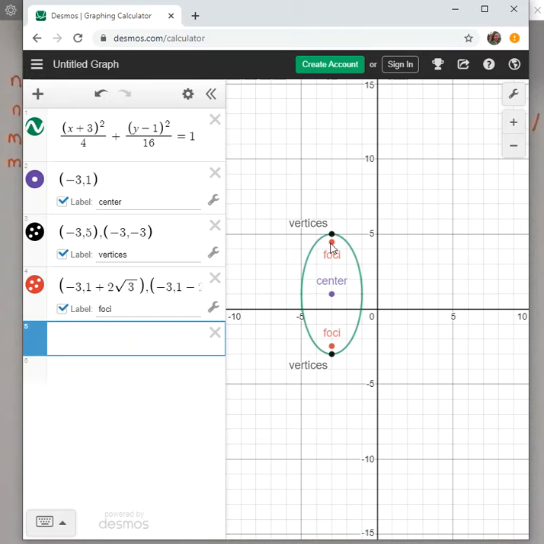If you had a string that was the length of the major axis, and you connected it between these 2 points and then drew all the way around that string, then you would be able to trace this ellipse exactly.